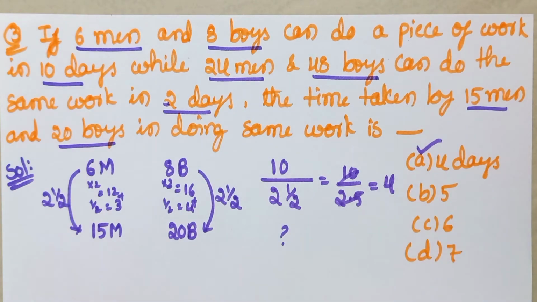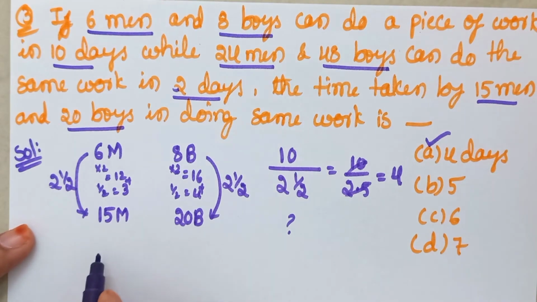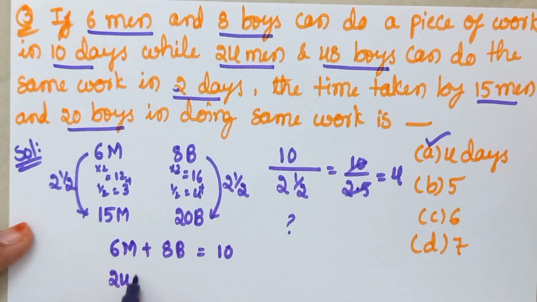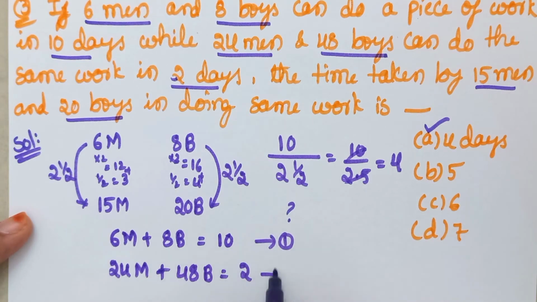This is very simple, but sometimes we may find difficulty in finding this relation. For this question it is very simple to find, but sometimes it is very difficult. So, for that sake I would like to explain the equation method also. You can do it in either way; we will get the same answer. Let us start the equation method. First of all, 6 men and 8 boys can do a work in 10 days. Let's write that as an equation: 6 men plus 8 boys is equal to 10. Similarly, 24 men plus 48 boys take 2 days to complete the work, so 24 men plus 48 boys is equal to 2. Let us take these as equation number 1 and equation number 2.